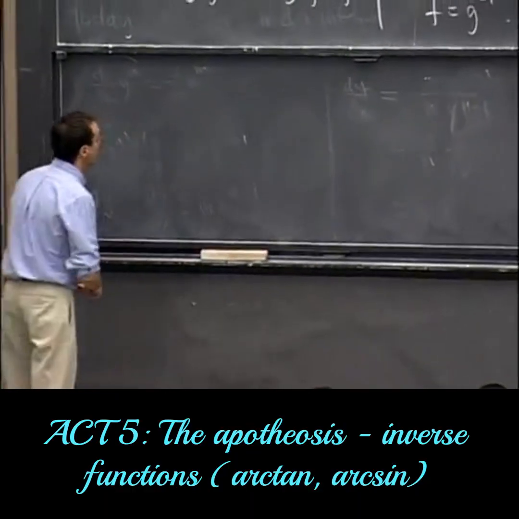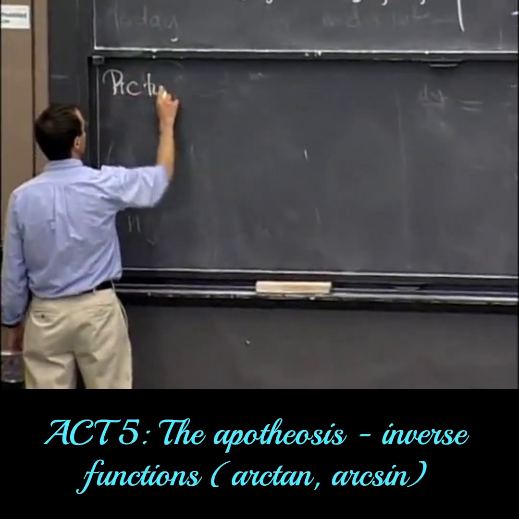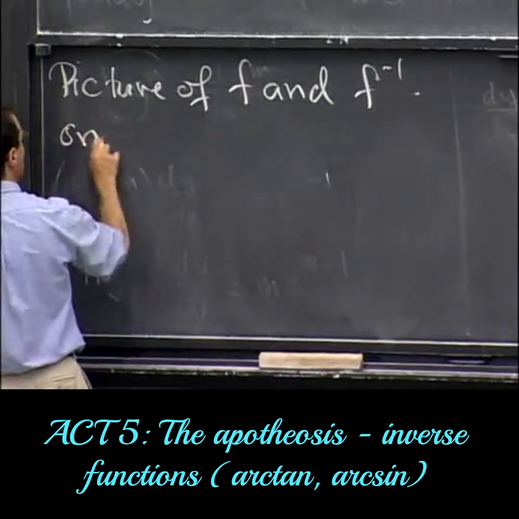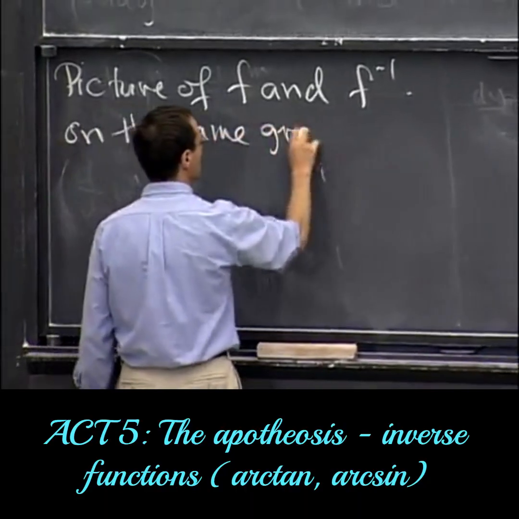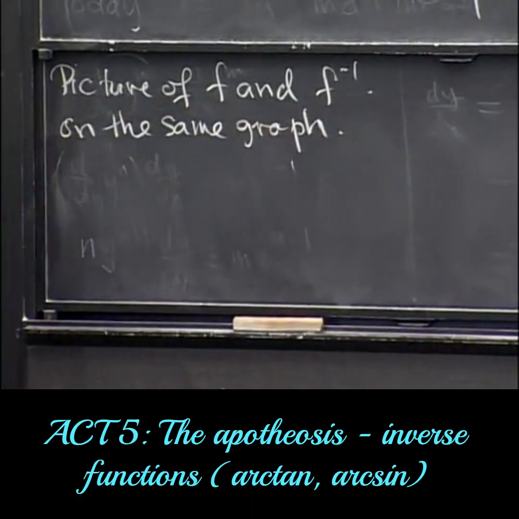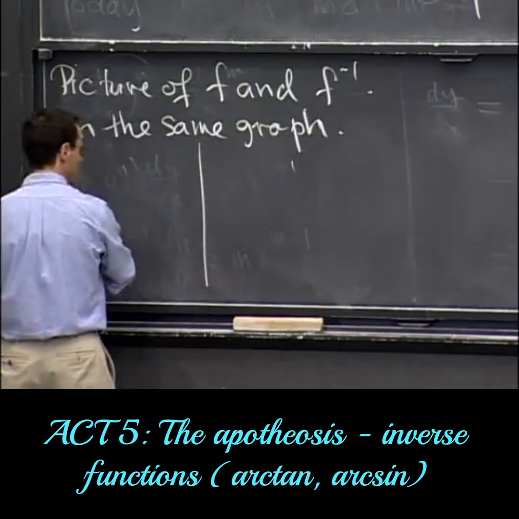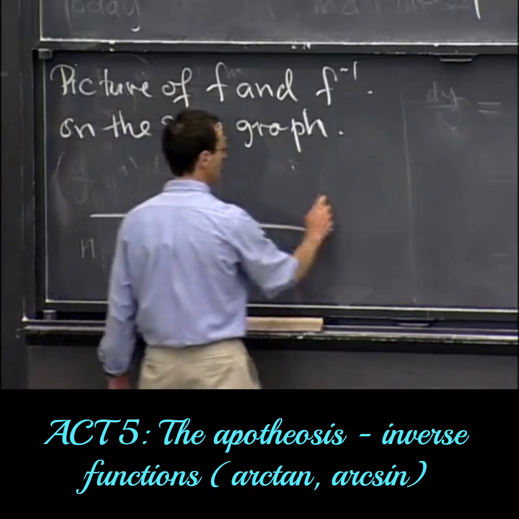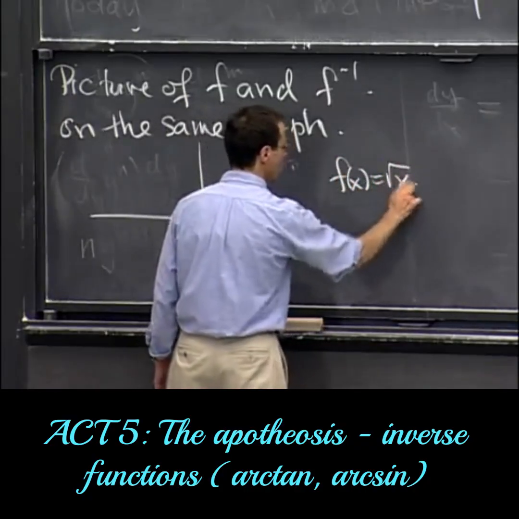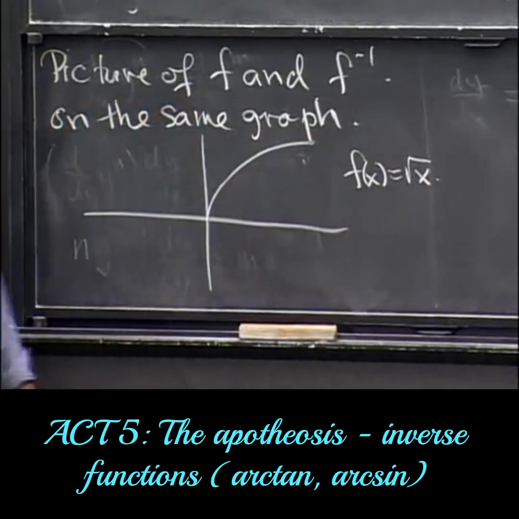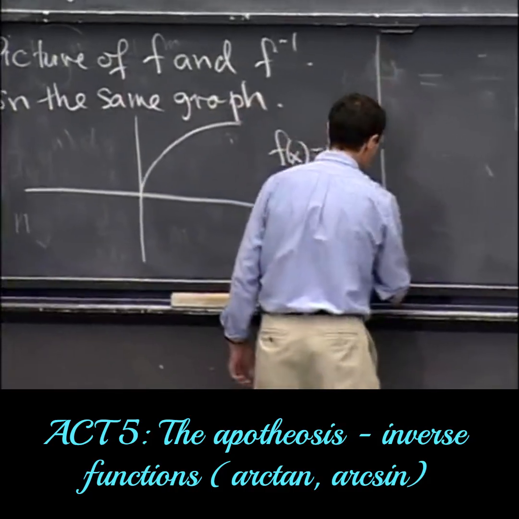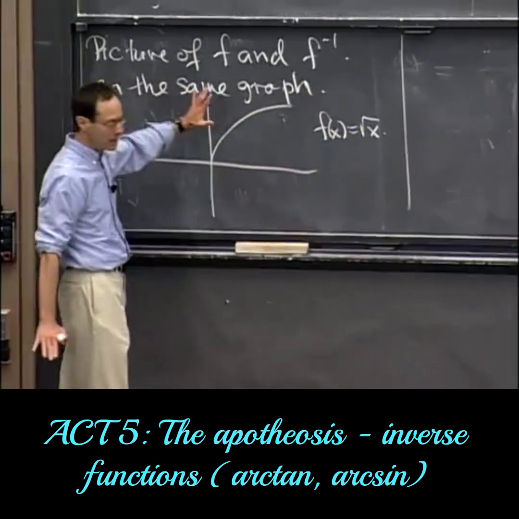So let's draw a picture of both f and f inverse on the same graph. So first of all, I'm going to draw the graph of f of x is equal to square root of x. All right, that's some shape like this. And now, in order to understand what g of y is, let's do the analysis in general, but then we'll draw it in this particular case.